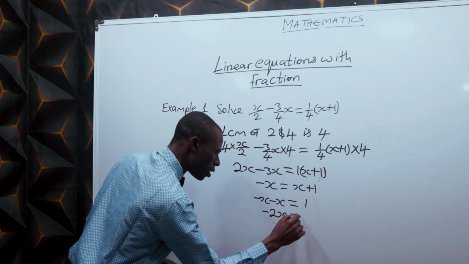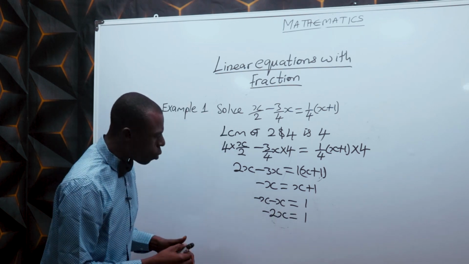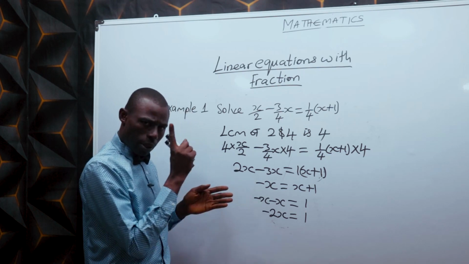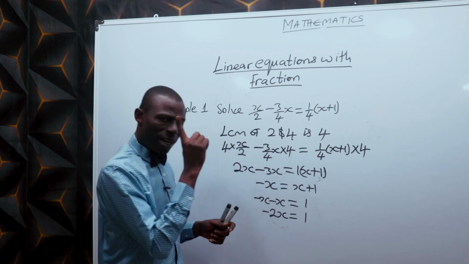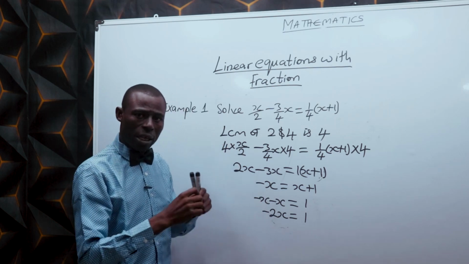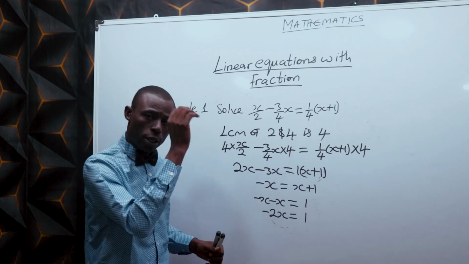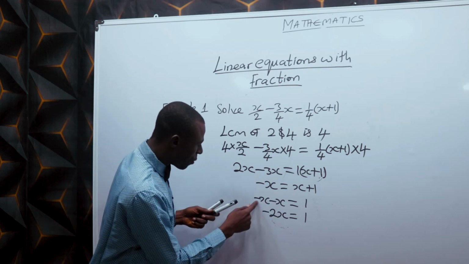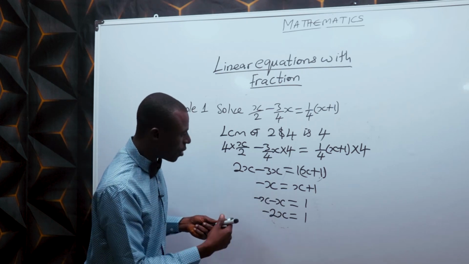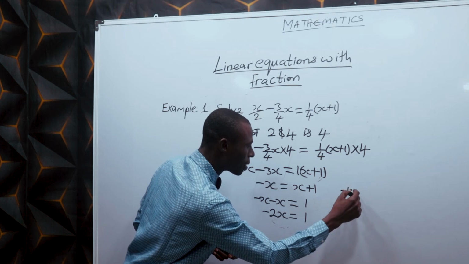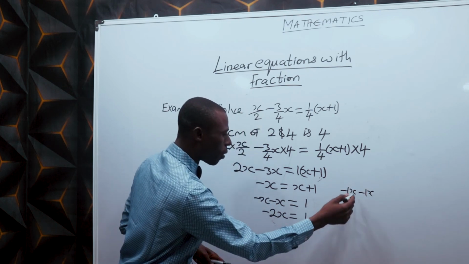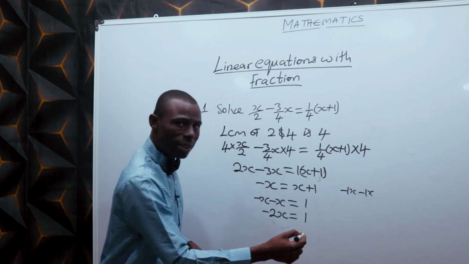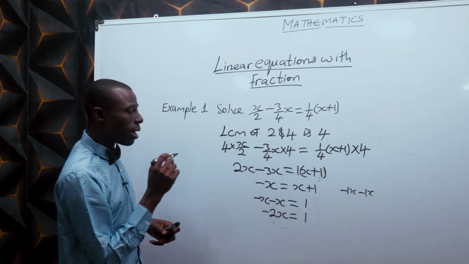If you don't understand, let me explain. You owe someone an x. You owe another person another x. The total number of x you owe now is 2x. Negative x means negative 1x. Another negative x means negative 1x. So negative 1x and negative 1x gives negative 2x.